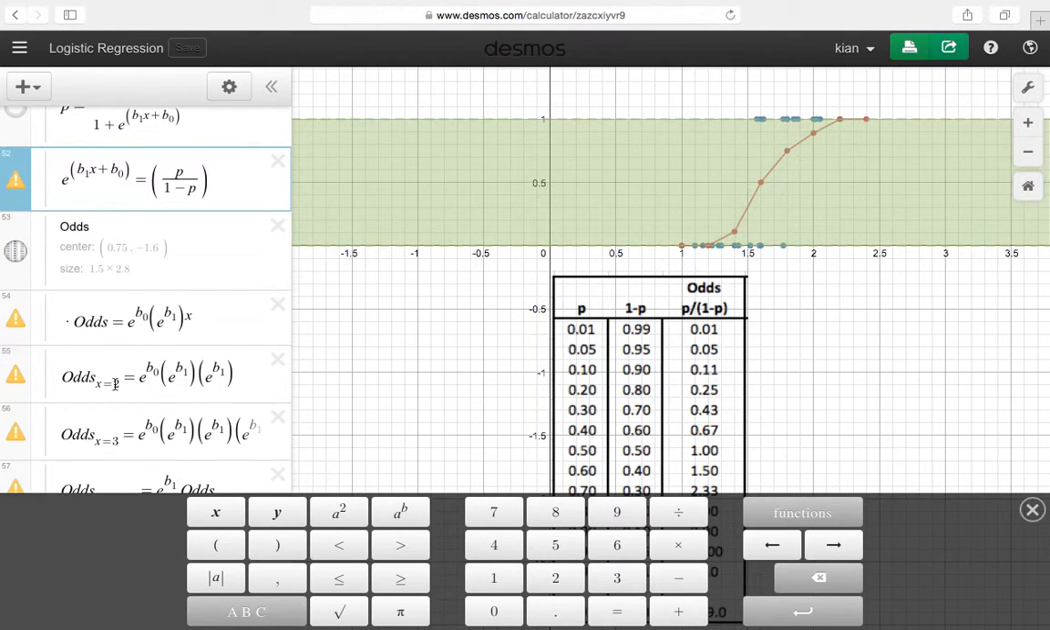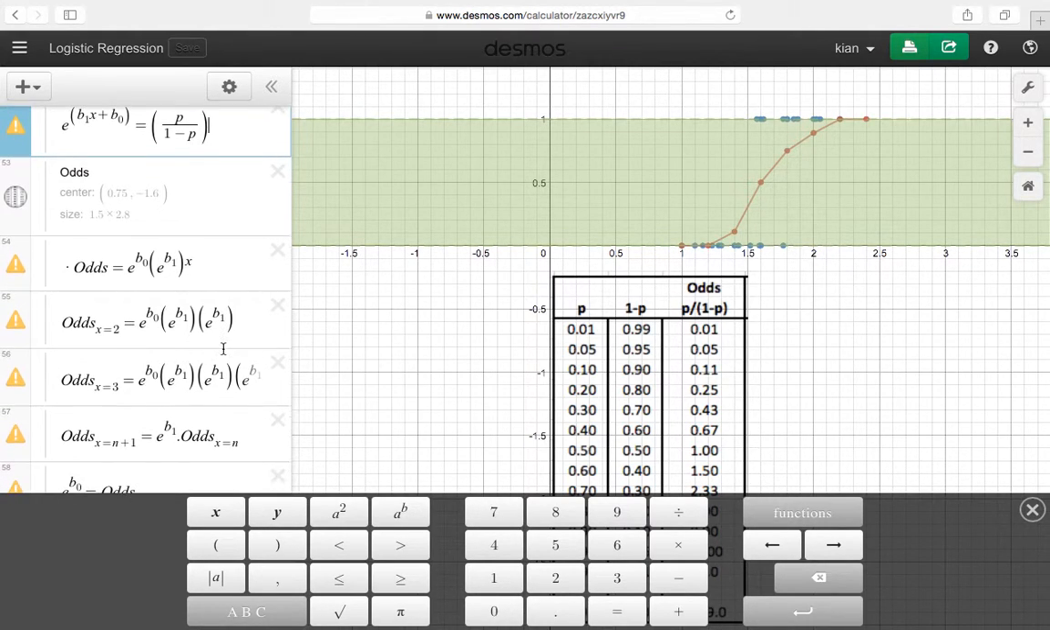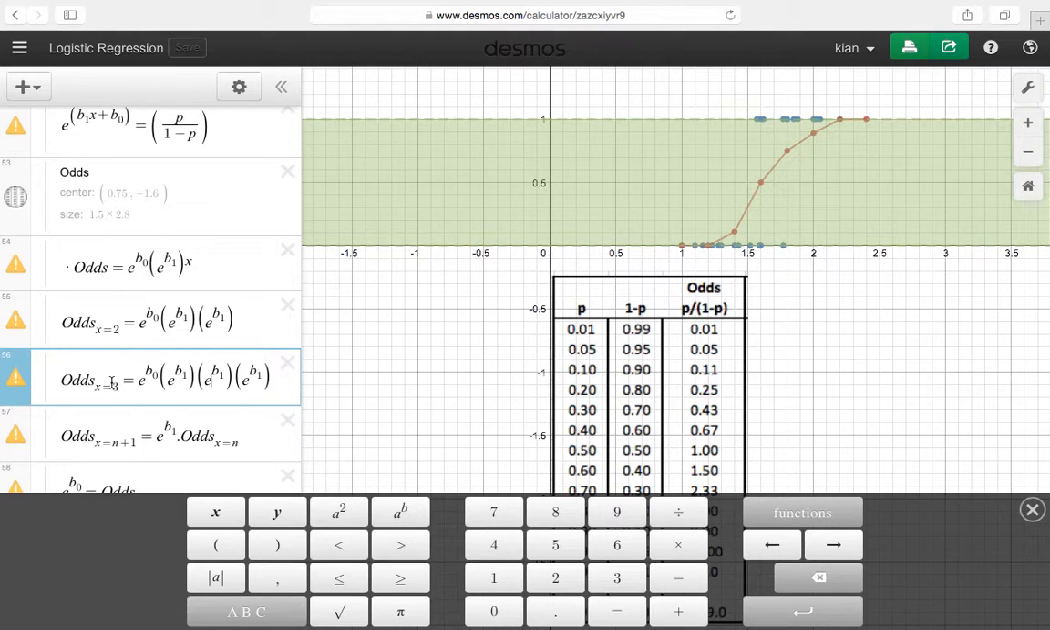Now, why is this a useful representation of this equation? Well, let's give an example. What happens if x equals 2? Odds of x equals 2 would be e to the beta 0 times e to the beta 1 times e to the beta 1. What happens if we use 3 for x? So the odds would be e to the beta 0 times e to the beta 1 times e to the beta 1 times e to the beta 1. So what is the difference here? By a unit increase in x, the odds was multiplied by e to the beta 1.